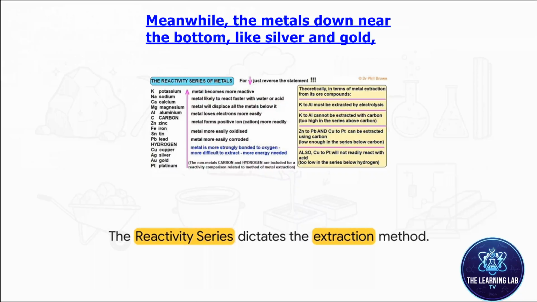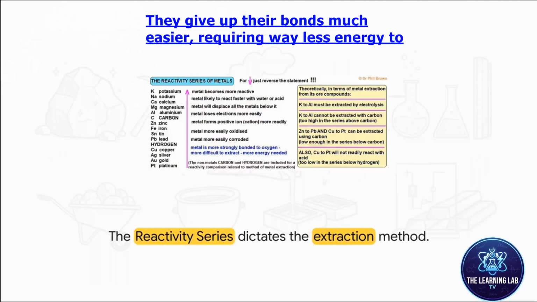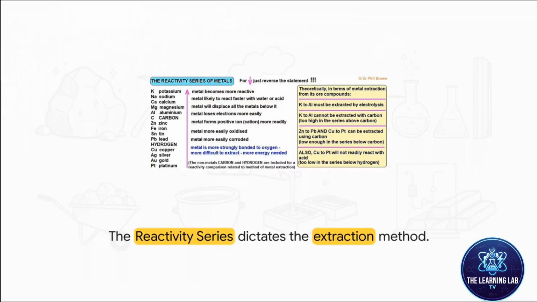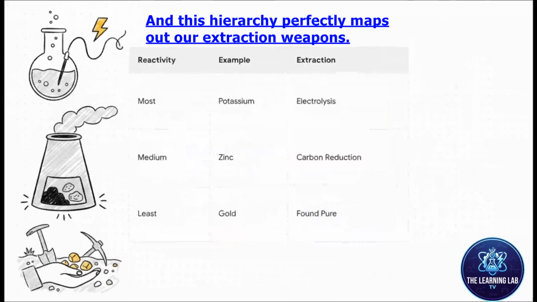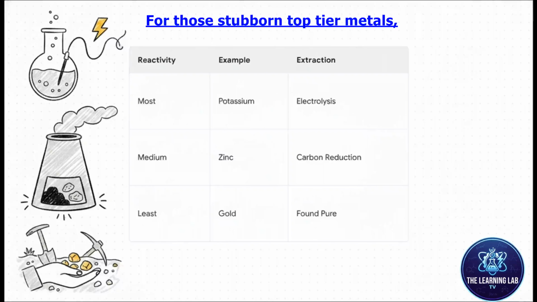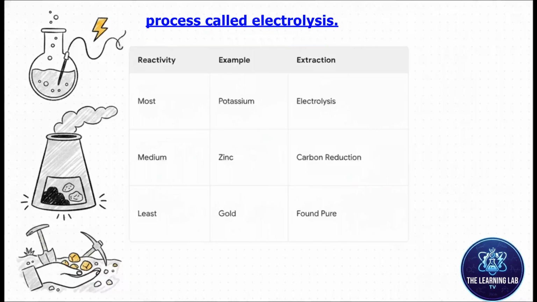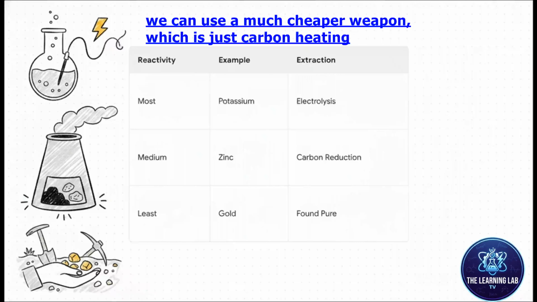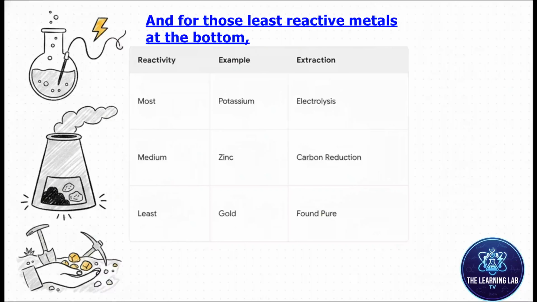Meanwhile, the metals down near the bottom, like silver and gold, are far less reactive. They give up their bonds much easier, requiring way less energy to isolate. Honestly, some are even just found as pure elements right there in the earth. And this hierarchy perfectly maps out our extraction weapons. For those stubborn, top-tier metals, we have to bring out the big guns: expensive electricity in a process called electrolysis. For the middle-tier metals, like zinc and iron, we can use a much cheaper weapon, which is just carbon heating in a blast furnace. And for those least reactive metals at the bottom, well, nature already did the heavy lifting for us.